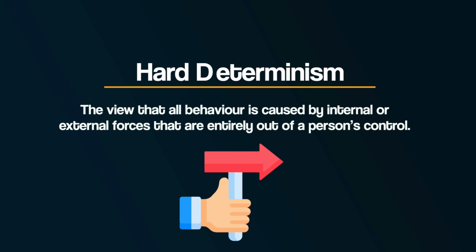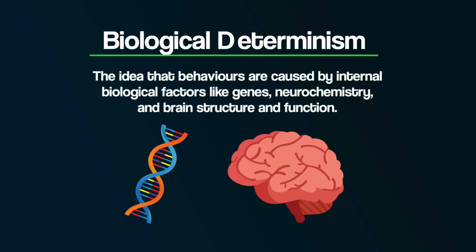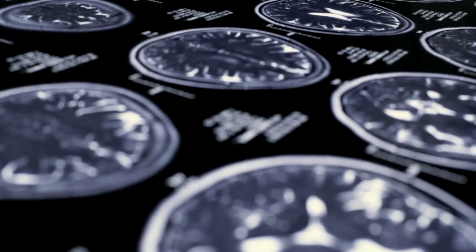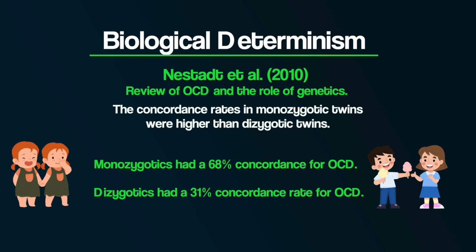Hard determinism is the view that all behavior is caused by internal or external forces that are entirely out of a person's control. This includes the following types. Biological determinism is the idea that behaviors are caused by internal biological factors outside of our control, like genes, neurochemistry, and brain structure and function. In other words, biology is destiny. For example, Nestat et al. in 2010 found higher concordance rates for OCD in identical twins, suggesting a genetic basis.